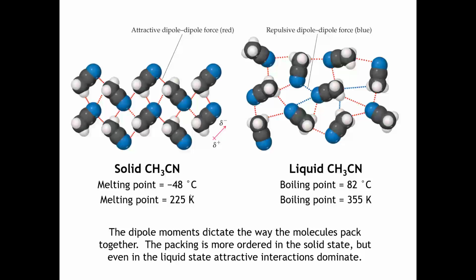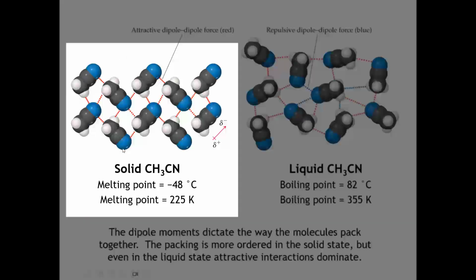If you look at acetonitrile and think about how it might arrange itself in the solid state, that's shown here on the left. You might think that it would just be kind of a head-to-tail kind of packing between the negative nitrogen end of the molecule and the positive CH3 end of the molecule. But remember that the molecules have to pack themselves into a three-dimensional shape to make a crystal. And so because of that, we actually get this herringbone pattern.